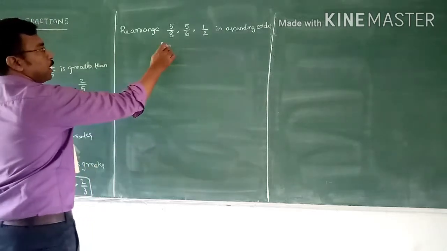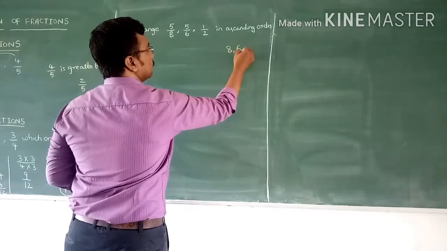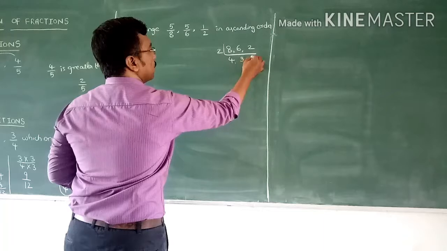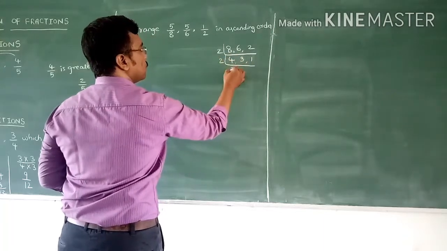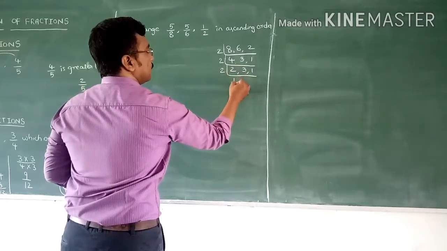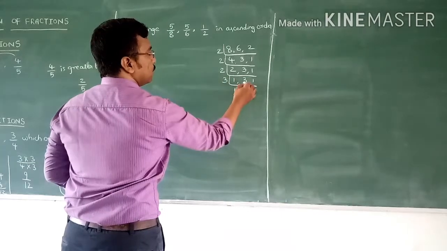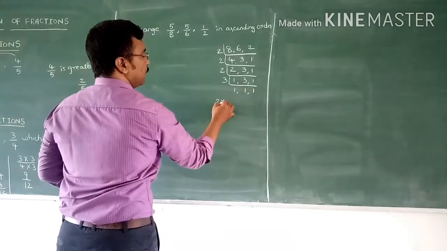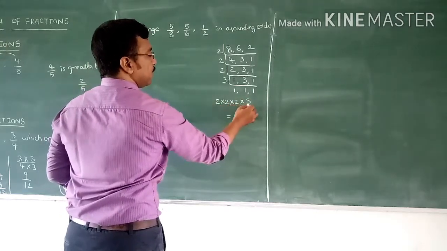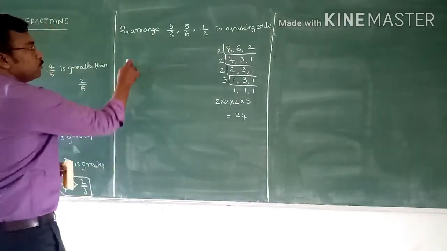So first of all, we have to take the LCM of 8, 6, 2 for this. So I am dividing with 2: 2 4s are 8, 2 3s are 6, 2 1s are 2. Once again with 2: 2 2s are 4, 3 is carried forward, 1. Once again 2 1s are 2, 3, 1. Then with 3, 3 1s are 3, 1. So 2 into 2 into 2 into 3: 2 2s are 4, 4 2s are 8, 8 3s are 24. So the LCM for these three fractions is 24.